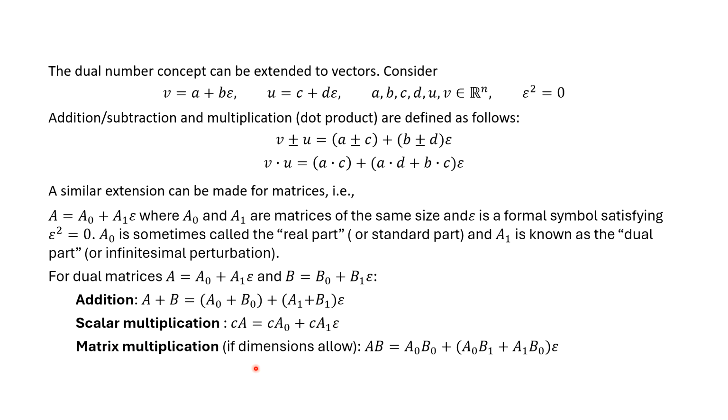And then multiplication is similar. If you just multiply these as you would with matrices, you would get A0 B0, and then you get A0 times B1 times epsilon, and then A1 times B0 times epsilon. And then, of course, the last one here, A1 times B1 epsilon squared, that's 0. So that's not part of the definition of the multiplication. Okay, so we can extend the idea, and again, this is useful in various computer applications where we're computing derivatives.